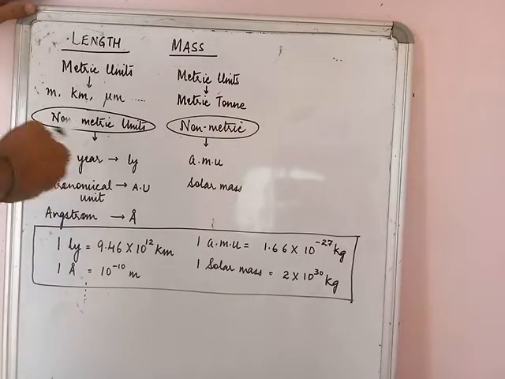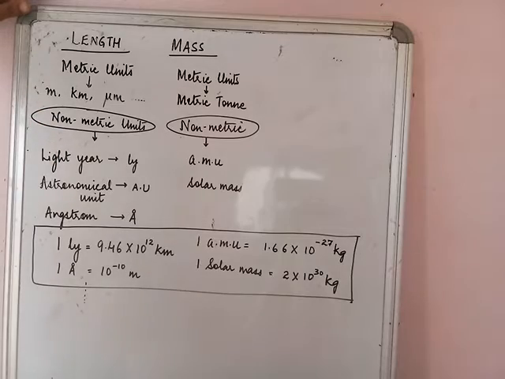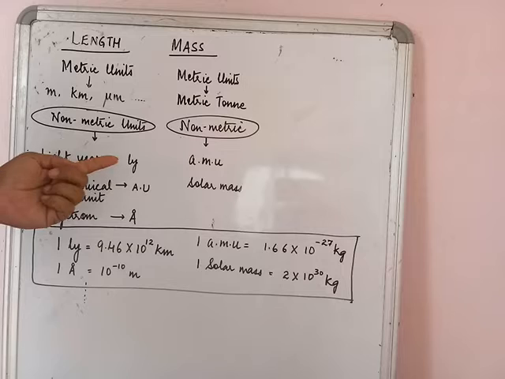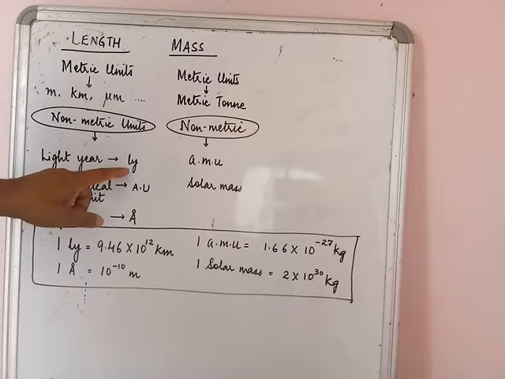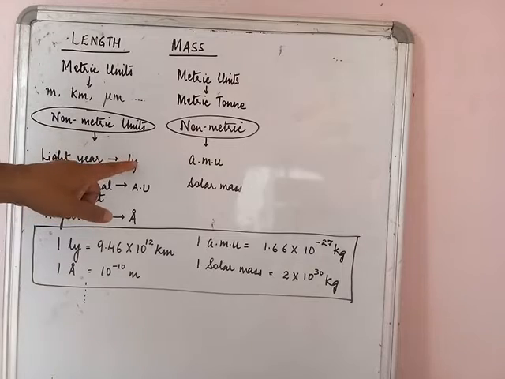Since it does not have meters attached to it, this is a non-metric unit. And obviously in terms of the notation, you will write a small l and a small y, ly, for light year.